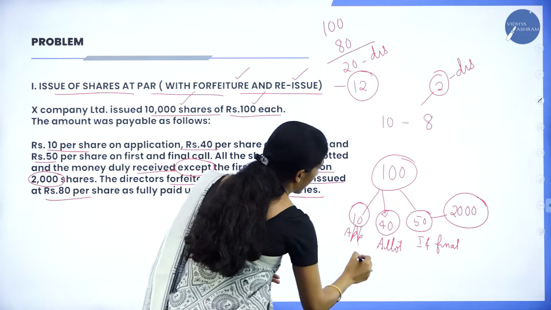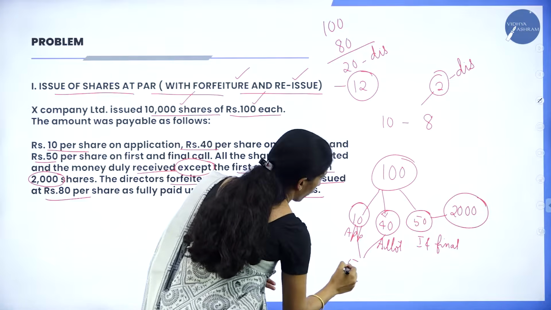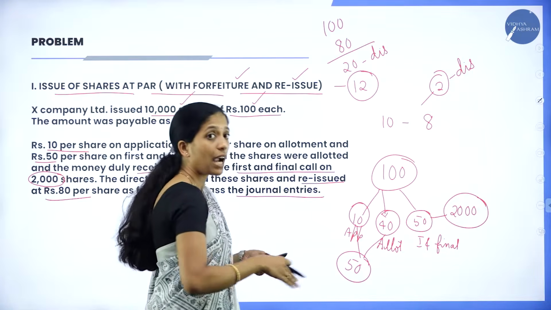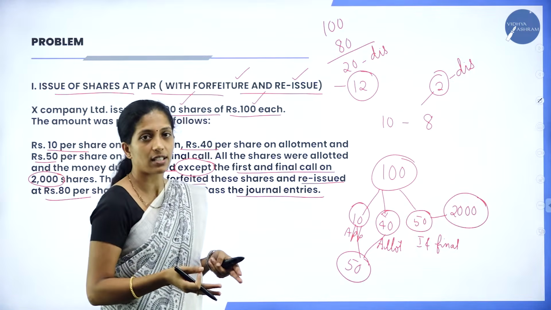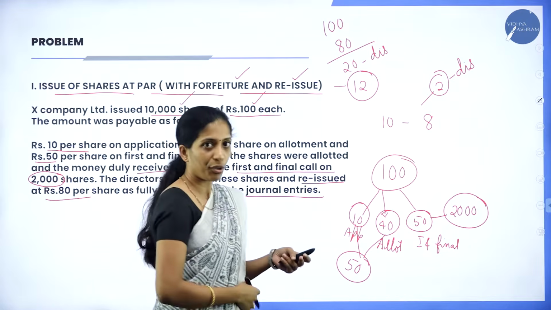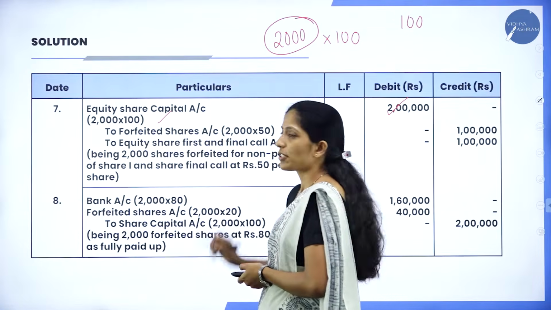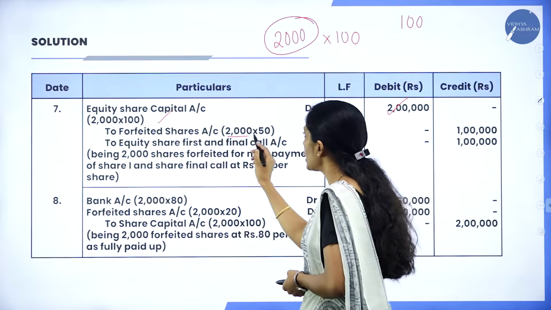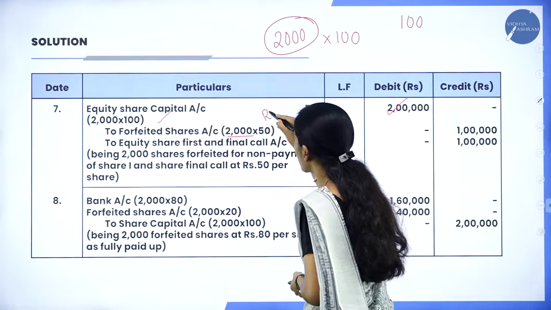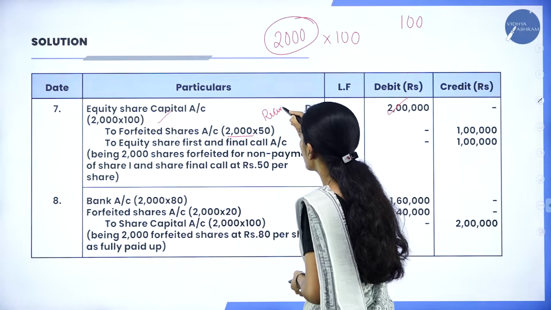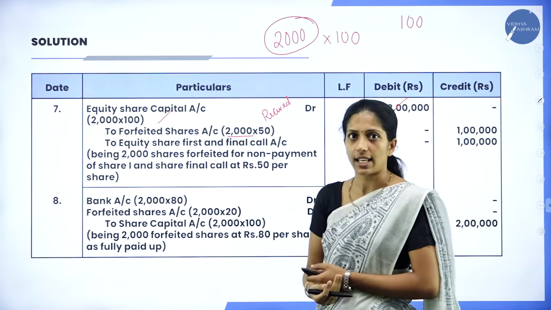We have received application as well as allotment, that is rupees 50, and 50 we have not received in first and final call. That we have to credit. So how to write the entry then? To forfeited shares account, that is 2,000 into 50 which has been actually received. So that goes to forfeited shares account.